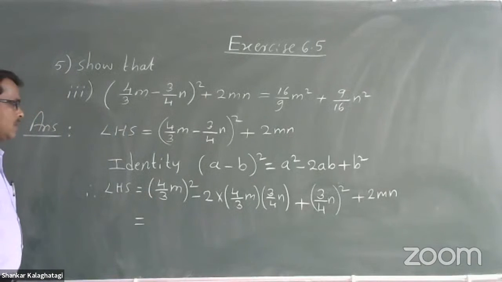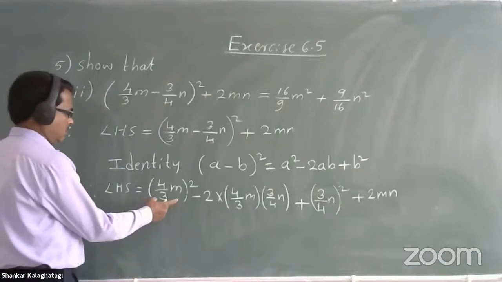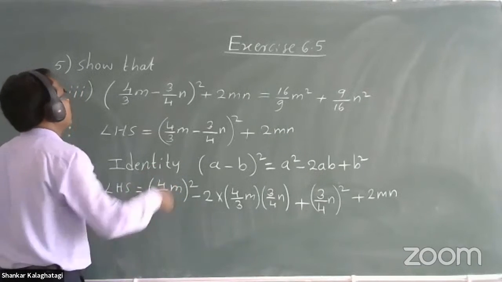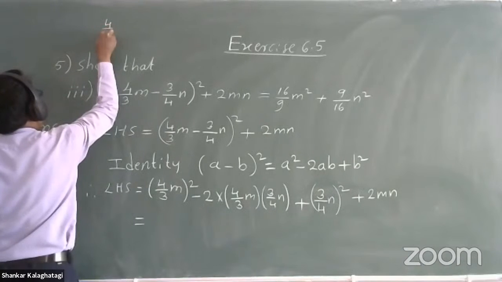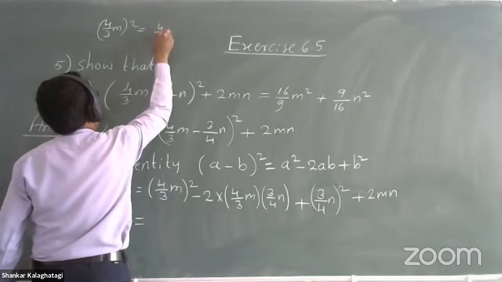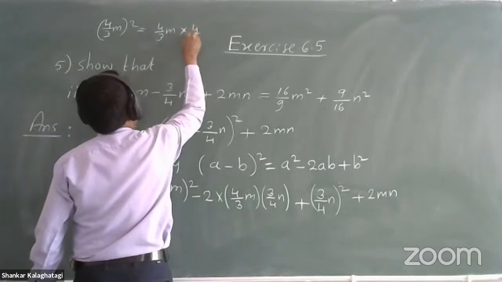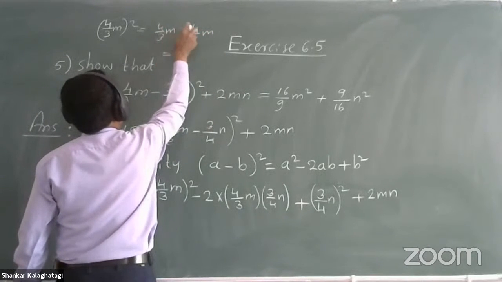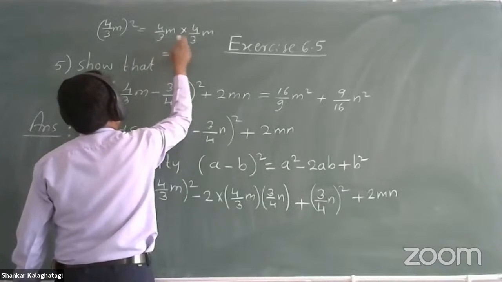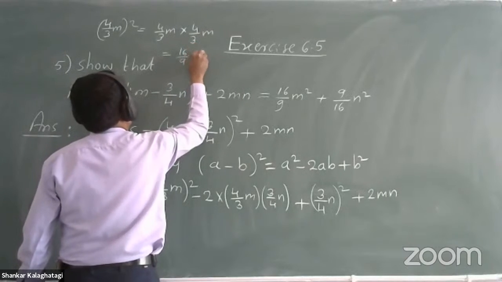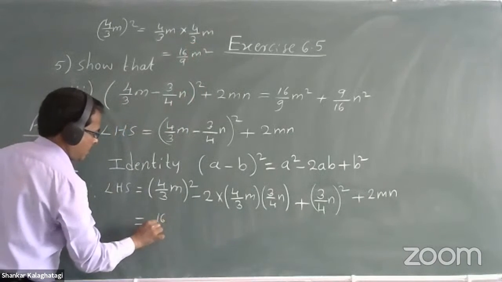4/3m bracket square means how much? So minus 2, sir. By subtracting, sir. What does its simplification come to? 4/3m bracket square, how much does it come to? 4/3m has to be multiplied twice. 4 by 3 m, m square. 4 4 how much? 3 3 9. m into m, m square. Okay, how much did it come to? 16 by 9 m square.